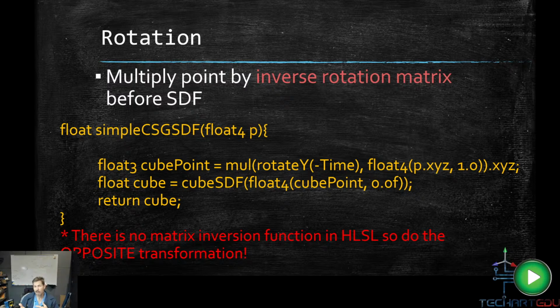Now here's the weird part. Because we're dealing with matrices, HLSL does not have an inverse matrix function. It doesn't exist in there. Other libraries do support inverse matrix functions, but not HLSL. So what you have to do is basically do the opposite transformations in the opposite order, and that does the essential equivalent.